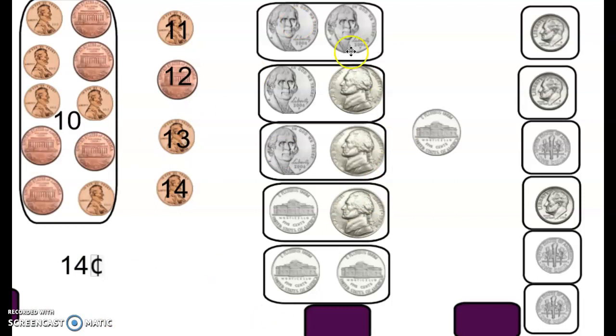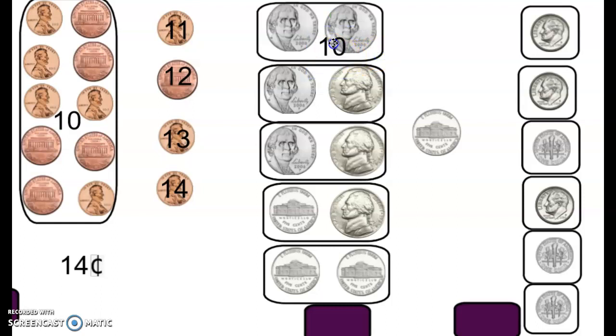Now, if you look at my nickels, remember those are the biggest coin, but their value isn't the biggest. Nickels are worth 5 cents each. But see how I grouped these? Do you notice? How did I group them this time? Yes, I grouped them by tens again, because I can think 5, 10, right? And that makes it a lot faster for me to count. So I'm going to count my nickels now.